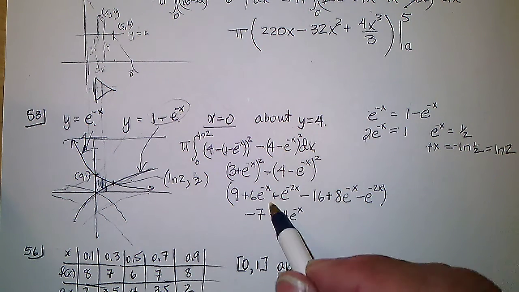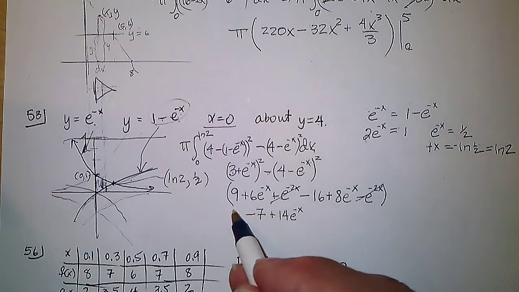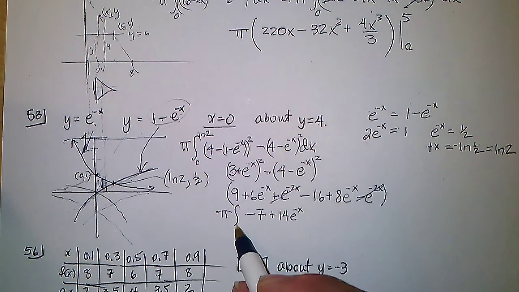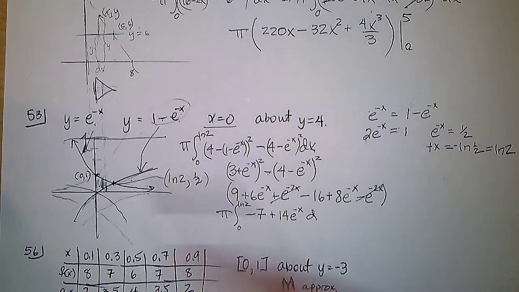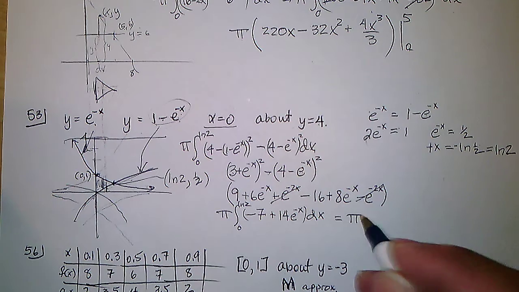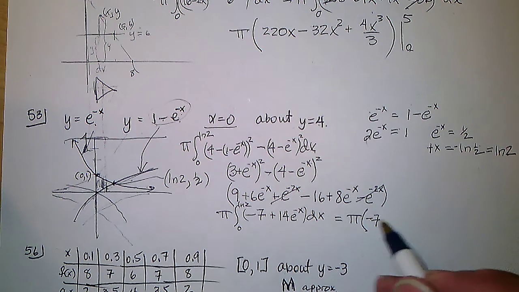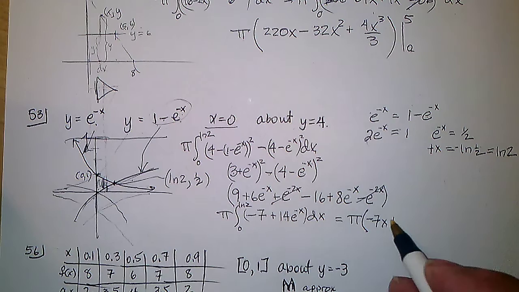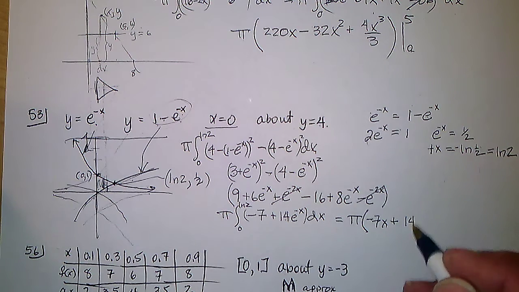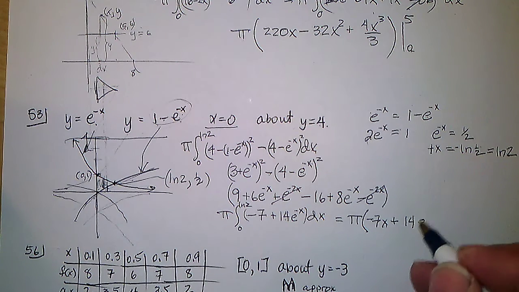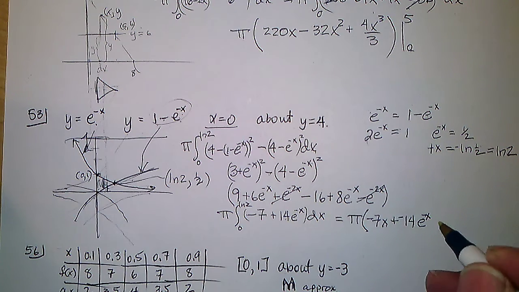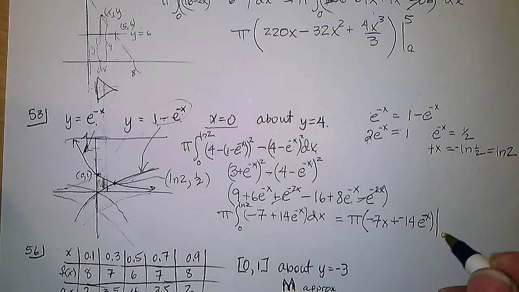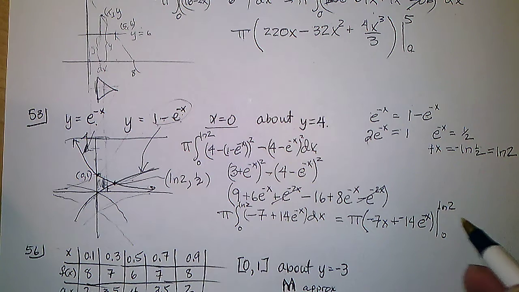And we have these two canceling out. And we're integrating this from 0 to ln2. dx was the thickness, so we got the right variables. So this is going to be pi times negative 7x plus 14. The integral of e to the negative x is e to the negative x divided by the derivative of the inside, which is a negative 1, so that just turns it to a negative, evaluated from 0 to ln2, which you can work out.